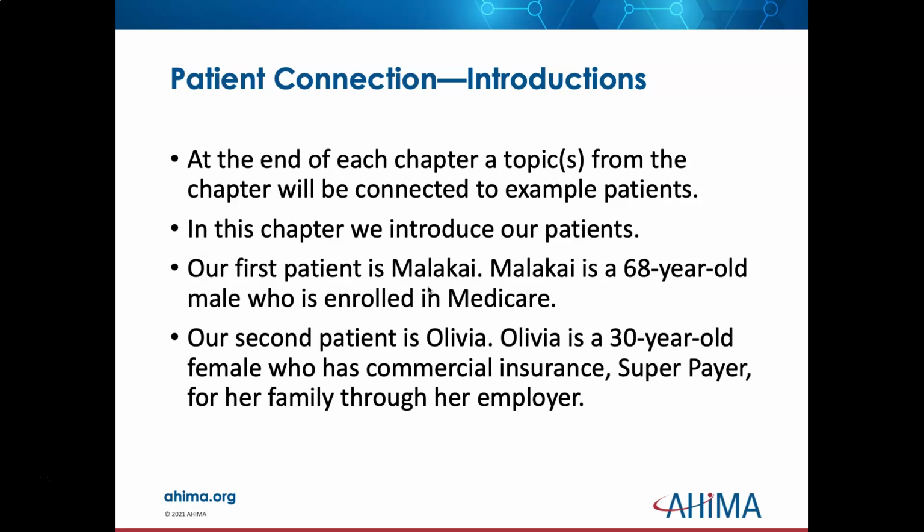This is just information about how the textbook creates patient connection, and they take these fake or example patients and they take us through our book and expose them to different things. So it's just reminding you here that they're introducing the patients, that they're going to follow through the book and follow through these different scenarios. The first one is called Malachi. He's a 68-year-old male enrolled in Medicare. The second one is Olivia, a 30-year-old female who has commercial insurance through SuperPayer for her family through her employer. So we'll be seeing them as we move through.